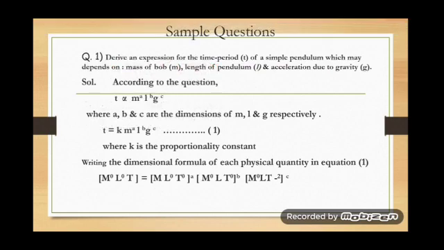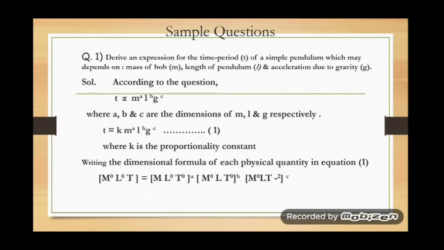Now we will solve a problem based on this method. Derive an expression for the time period T of a simple pendulum which depends on mass of bob m, length of pendulum L, acceleration due to gravity g. Here we have to find the formula for the time period T, and it depends upon mass of bob m, length of pendulum L, and acceleration due to gravity g.